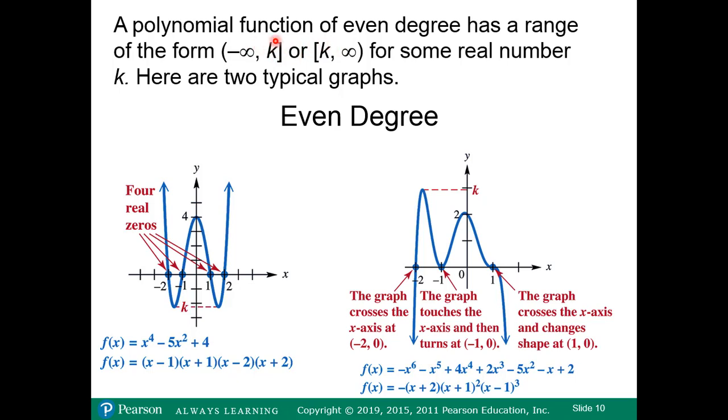Okay, so it's either going to be this side or this side because it's an even degree. Okay, so here you're going to include k, and the range is either going to go this way or the range is going to go this way. So it's either going to go to negative infinity or it's going to go to positive infinity. If it's an even degree, it will not go to both.